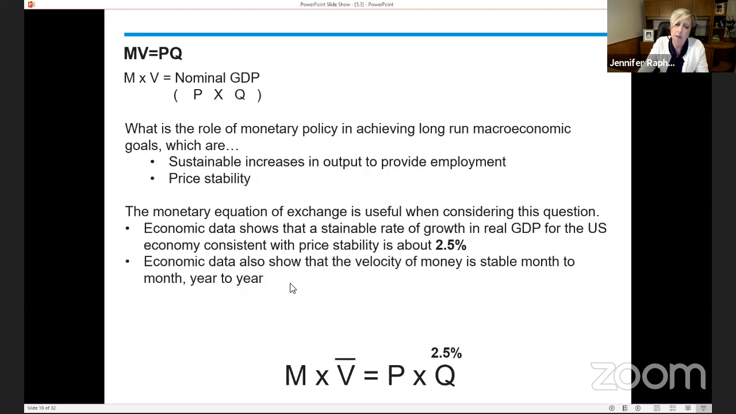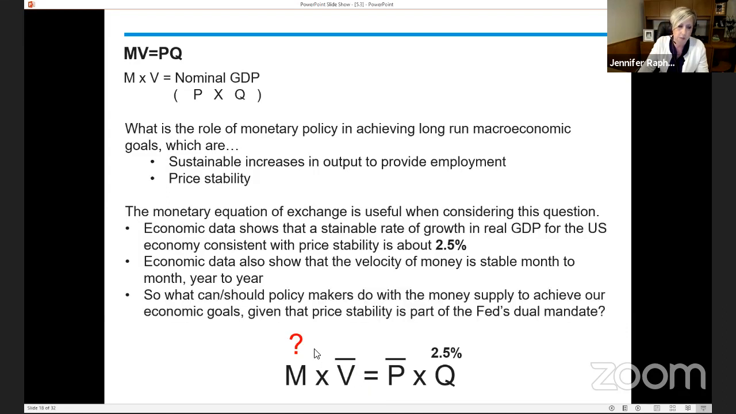As I said before, economic data also show that month to month and year over year, the velocity of money tends to be pretty stable. When you look at historic graphs of the velocity of money, you see some variability. Like Mr. Romano talked last night about the 1970s and what was going on in terms of stagflation. There are times when the velocity of money is a little bit more volatile, but it's fairly stable. And so we use this little symbol of a straight line across the top to indicate constancy or stability in that variable.